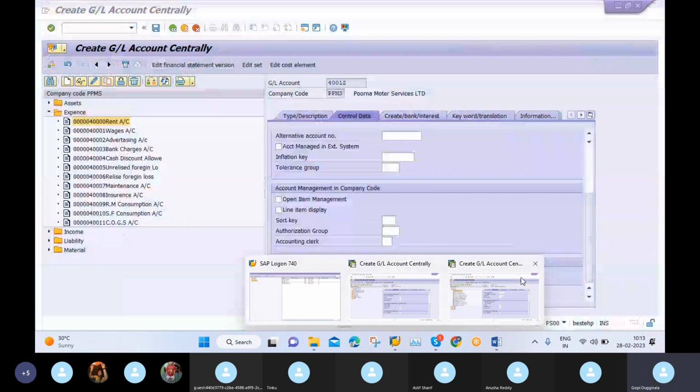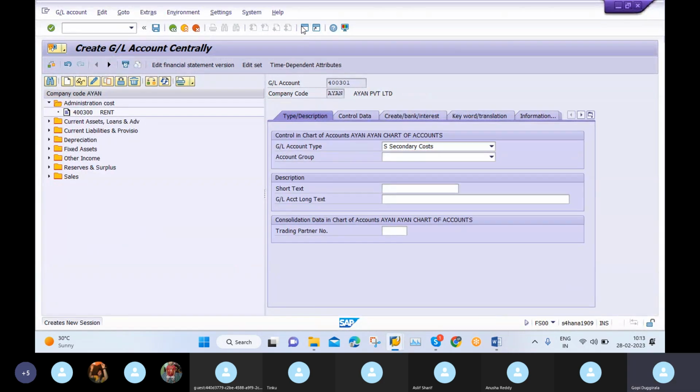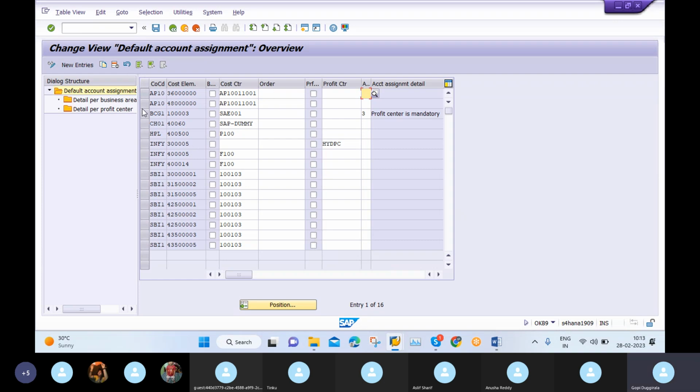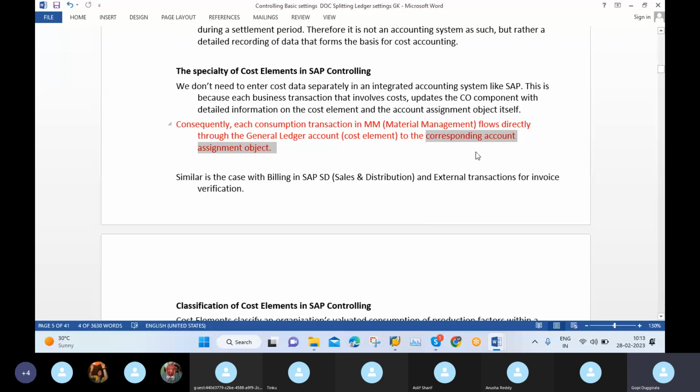See, for example, if I want to show you this in the system. If I go to OKB9 transaction code, here you can see what this area is. Please read this one. Default account assignment. Those points only we explained right now, right? So in your interview, this question also you can expect: account assignment object, where you configure in controlling. Okay, what is the importance of account assignment object in controlling?